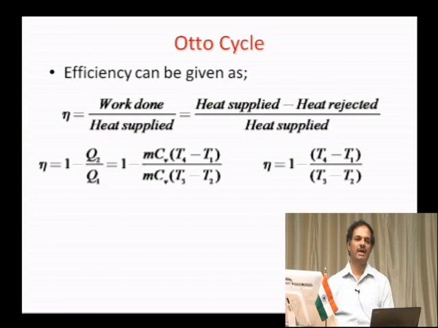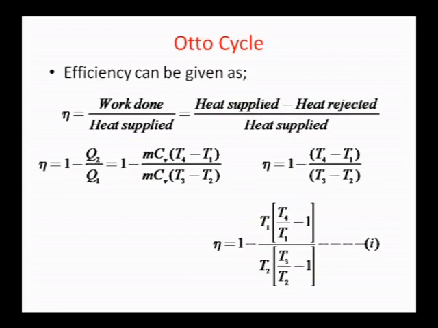Now, because m Cv is constant in the numerator and denominator, you can remove it. So, you will be left with 1 minus (T4 minus T1) divided by (T3 minus T2). This is the efficiency of the Otto cycle. Or you can take T1 out of the numerator as a common factor, leaving T4 by T1 minus 1, and similarly in the denominator, take T2 out, leaving T3 by T2 minus 1. So, you can write the equation as 1 minus T1 into (T4 by T1 minus 1) divided by T2 into (T3 by T2 minus 1). This is the efficiency.